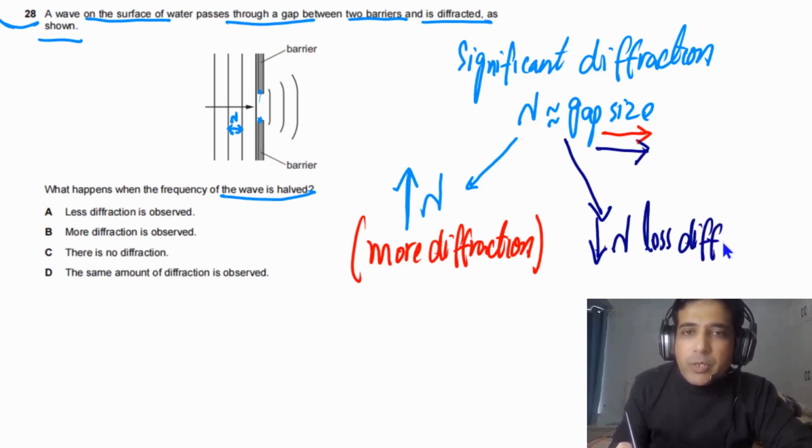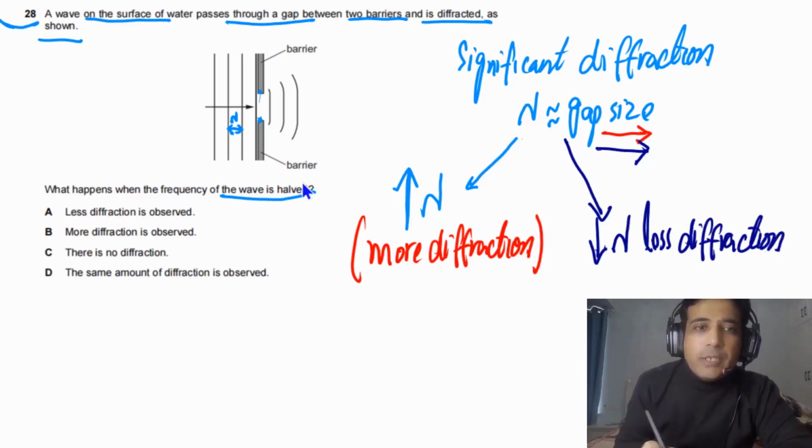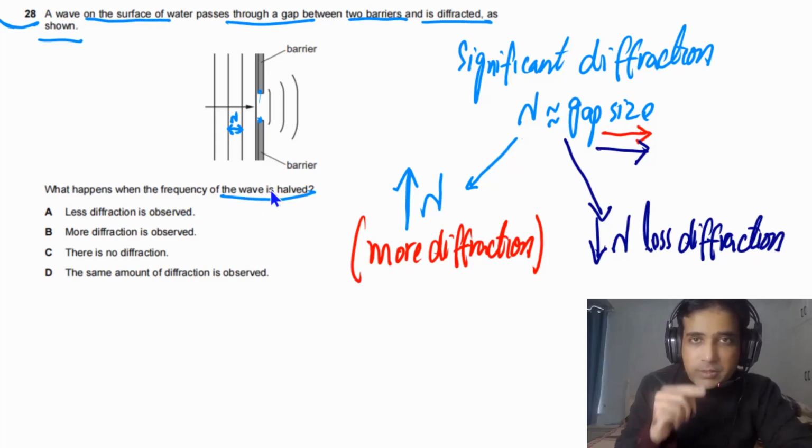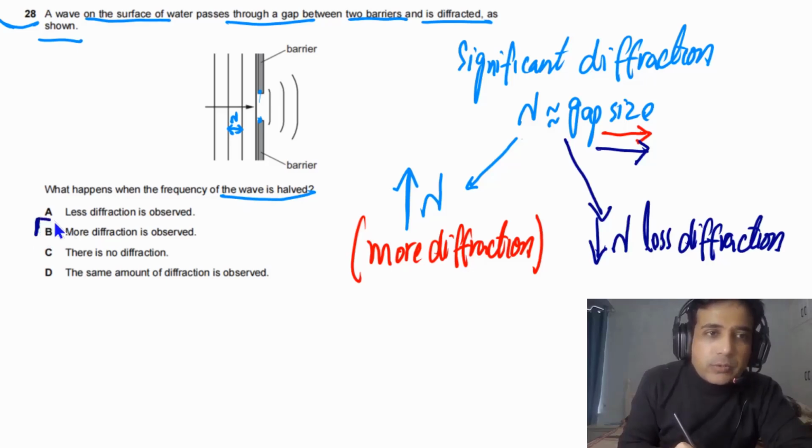So these are the points we need to understand. In this case the frequency is decreased, so the wavelength is increased, so there will be more diffraction. So the answer for this question is B. Less diffraction is wrong, no diffraction is also wrong, and the same amount of diffraction is also wrong. So the answer is B.